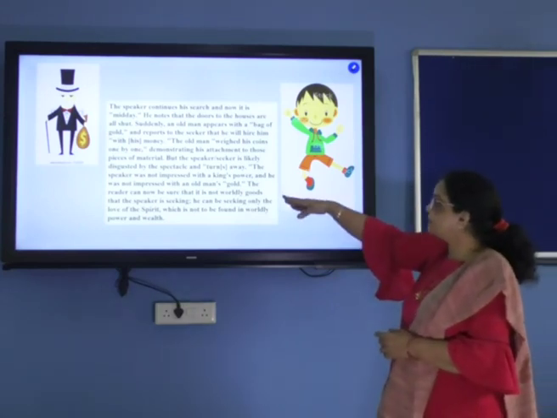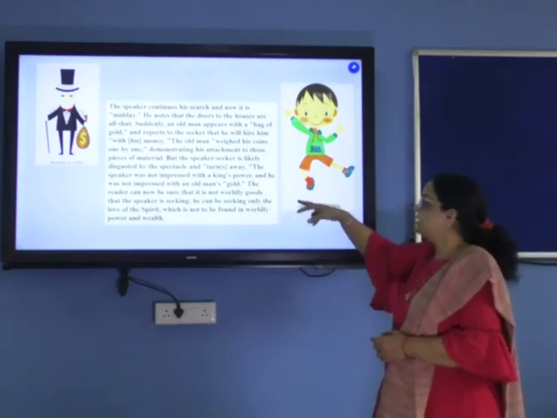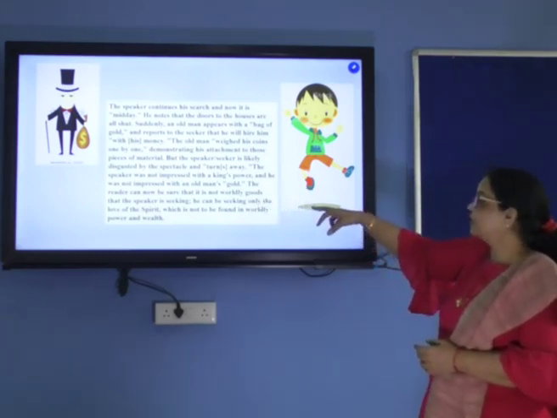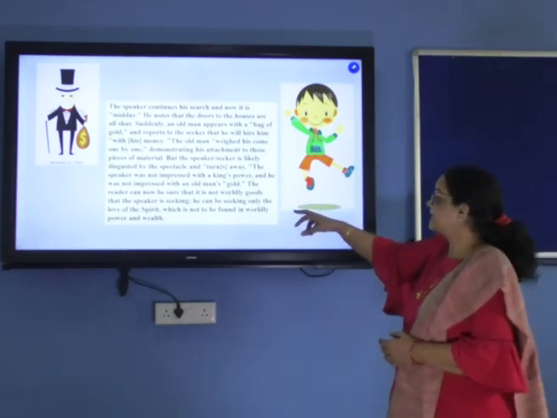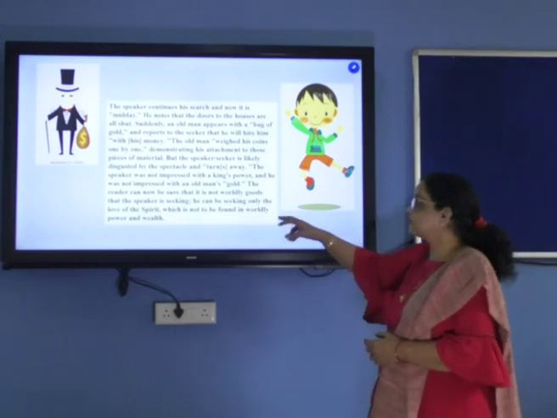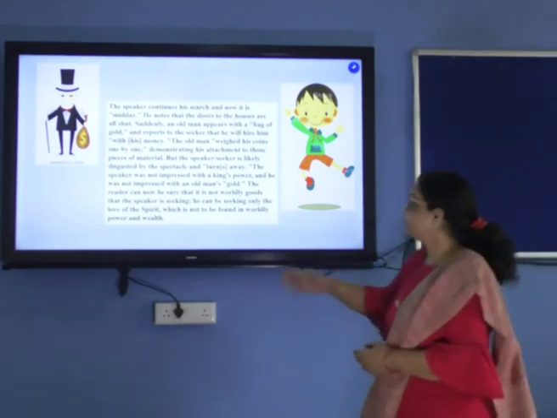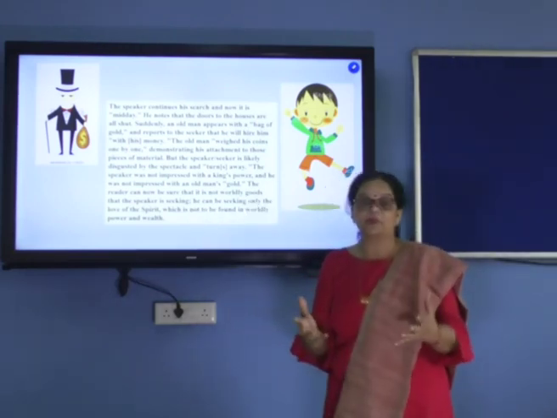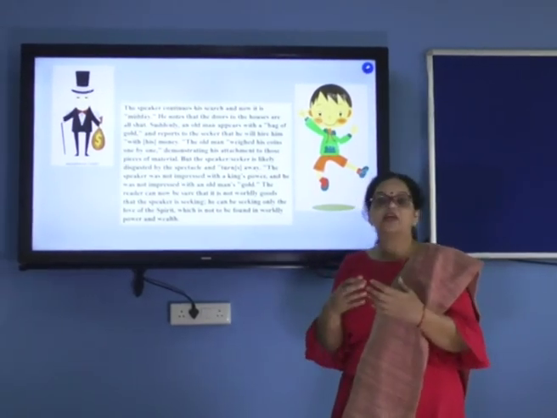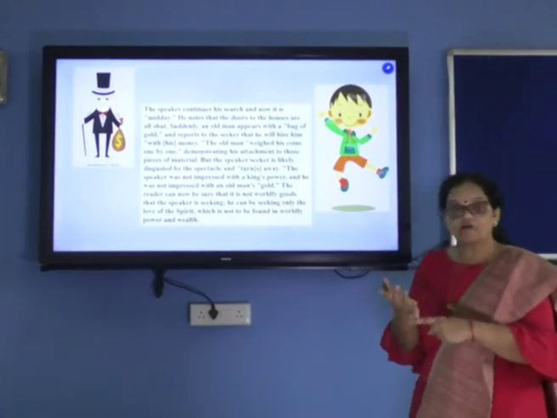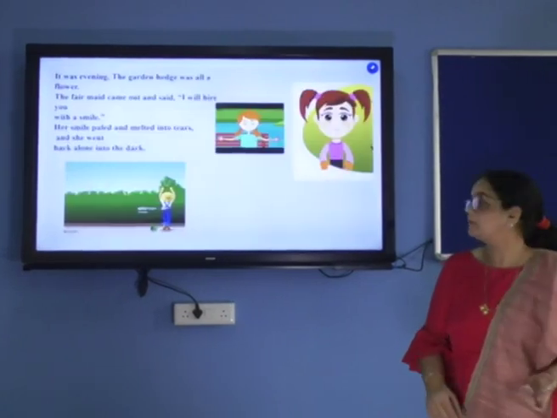The speaker was not impressed with the king's power, and he was not impressed with an old man's gold. The reader can now be sure that it is not worldly goods that the speaker is seeking. He can be seeking only the love of the spirit, which is not to be found in worldly power and wealth. So you see, he is seeking the love of the spirit. He wants something true, something original, but he is not able to get that. So he is just turning off. He has turned off wealth, he has turned off power. So now let's see what he is actually searching for.